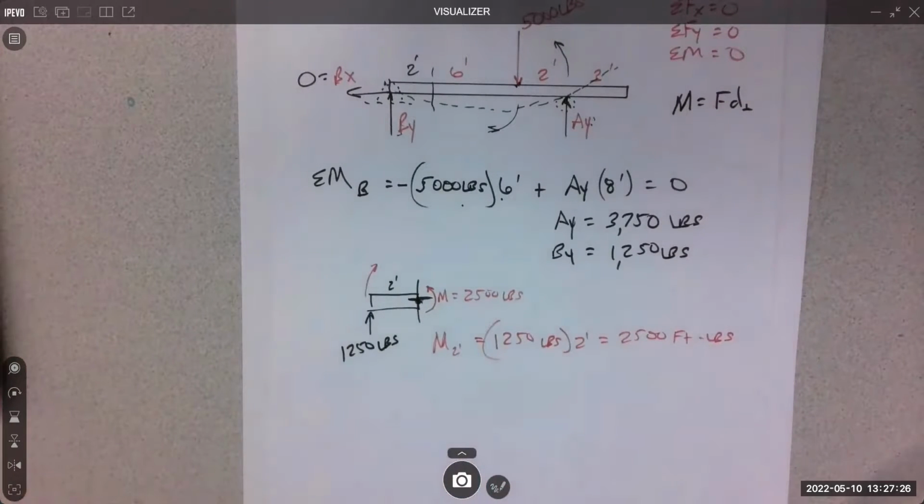Right? Does that make sense? It's got to resist it. They can't both be going the same way. It would spin off into oblivion, right? And also it's doing this to the little beam piece.